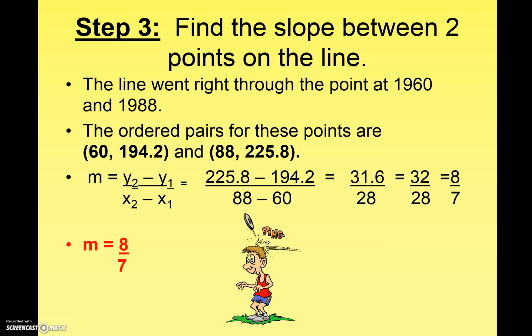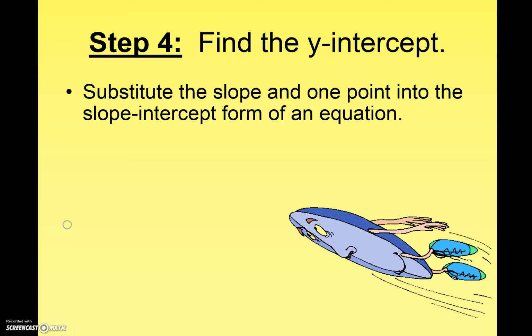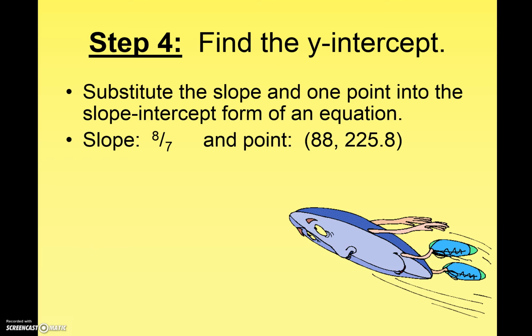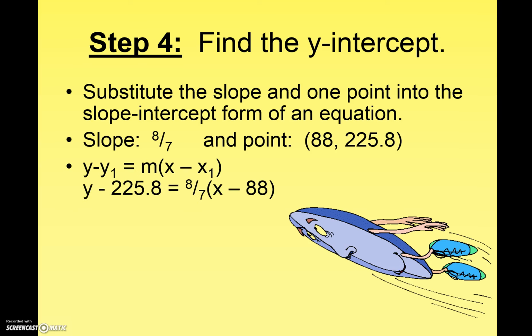Okay, so now that we have our slope, we need to find the point-slope form of the equation to eventually get into slope-intercept form. So step 4, we're going to substitute that slope and one point into the point-slope form of an equation. So if our slope is 8/7, let's choose the point 88 and 225.8. When I substitute, remember I'm going to put it into y1, x1, and m. So once again, I'm substituting only in for y1, m, and x1. So if this is x1 and this is y1, and remember slope is represented by m, when I do that, I get y minus 225.8 equals 8 over 7 times x minus 88.